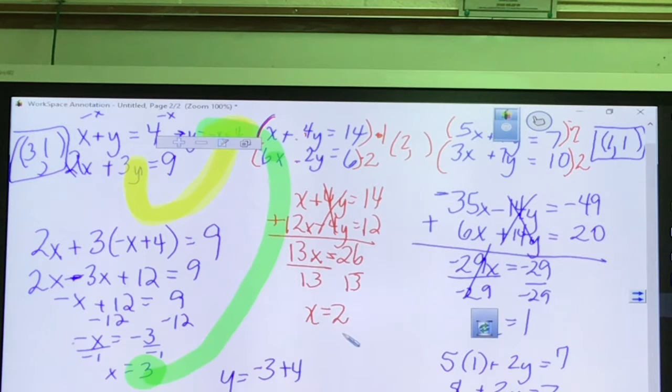Then how do I find y? Substitution. And I'll use the top one. So I would have 2 plus 4y equals 14.